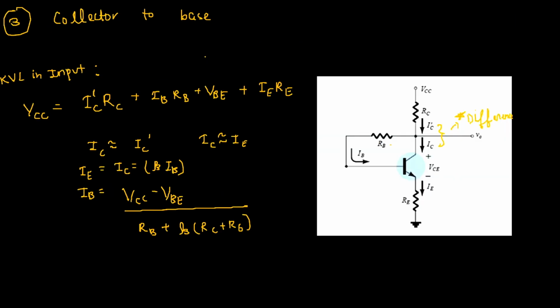So the third type of configuration that we're going to be looking at is called the collector to base configuration.